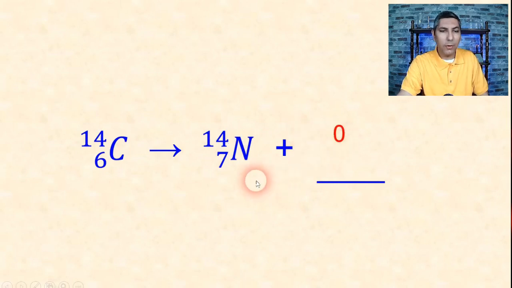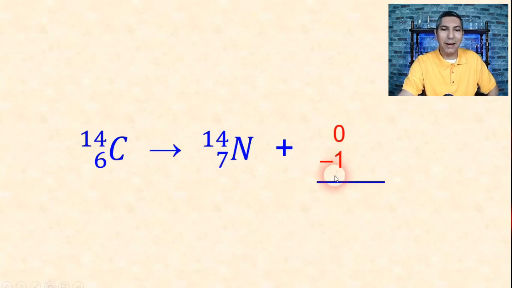We do the same thing for the bottom. We have 6 on the left side. We have 7 on the right side. What's the missing number? Be very careful. 6 minus 7 is -1, isn't it? So that should be a -1 that goes there on the bottom in our missing particle.